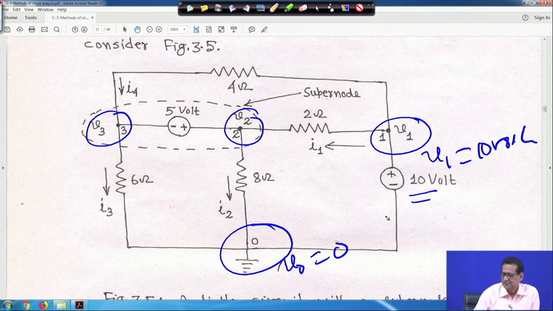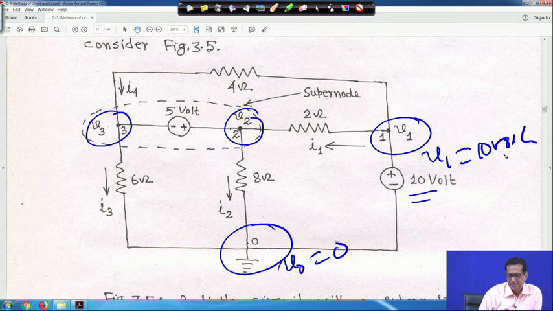So, V1 itself will be 10 volt, because whatever is there from this non-reference node to your datum node or reference node, that 10 volt source is already connected. So, V1 will be equal to 10 volt. This you have to understand.